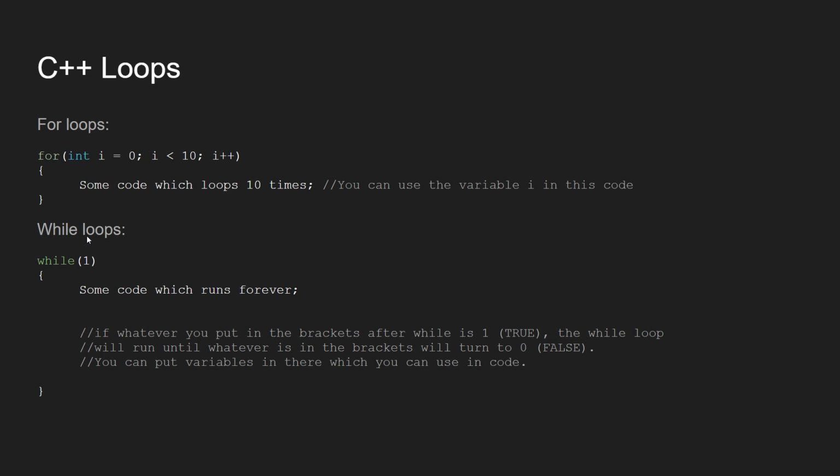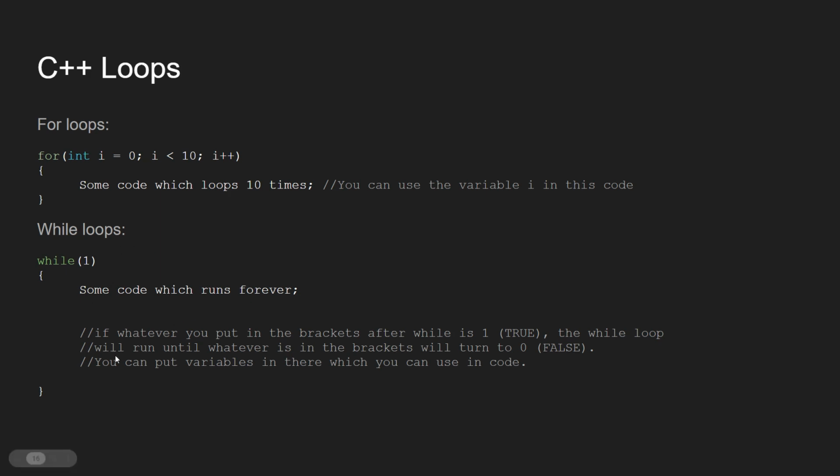Then there are the while loops. The while loops repeat the code as long as a certain condition is met. So here in this case, while true or 1, which is true, run this code. You can also have while x is bigger than whatever, and then you can change that within this piece of code to make x not satisfy the condition.